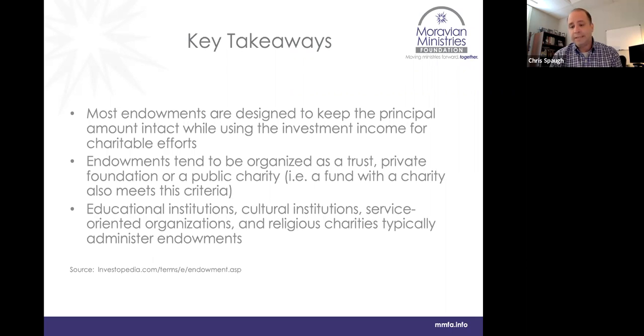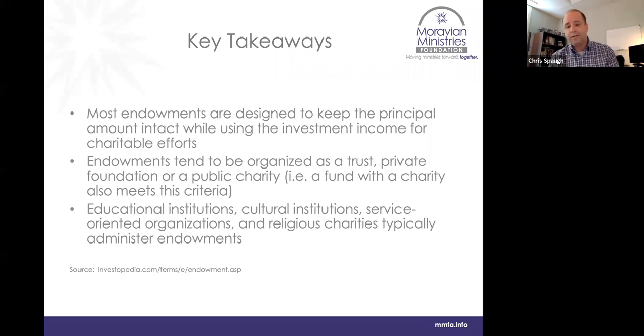Endowments tend to be organized in a legal structure often, such as a trust, a private foundation, or public charity. A fund with a charity meets this definition. A fund with a church, a fund with a foundation like MMFA can meet the definition of an endowment as well. Educational institutions, cultural institutions, service-related organizations, think of your large charities and religious charities, typically administer endowments. We certainly do at Moravian Ministries Foundation. We also help with endowments that churches themselves administer and deal with.